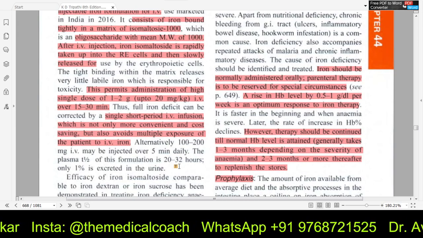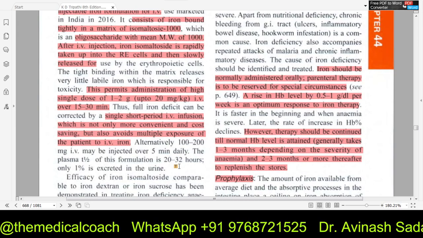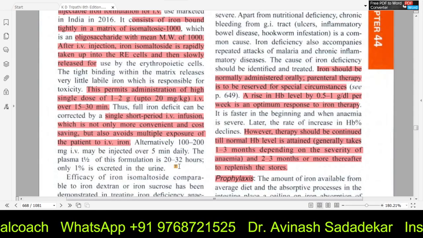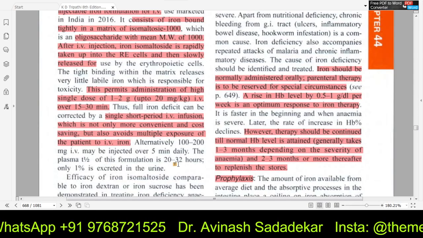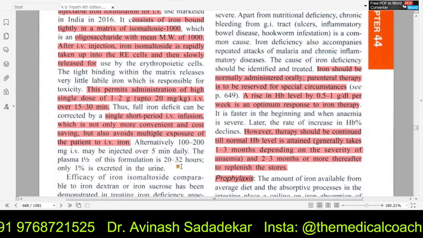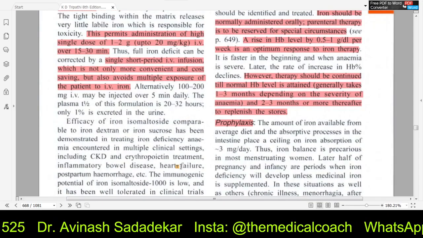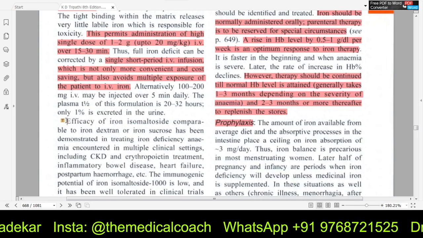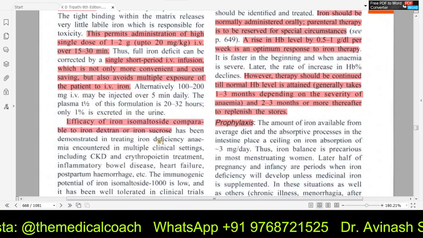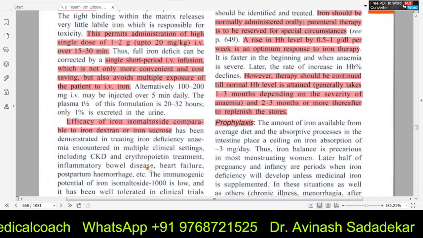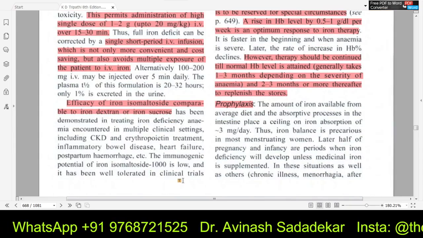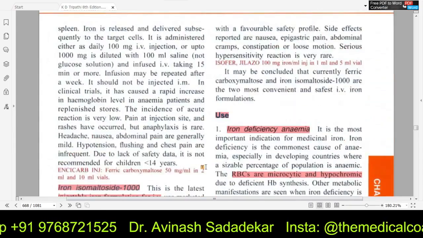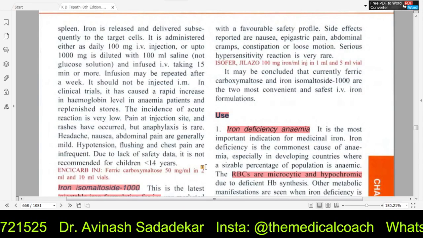If the patient does not want a continuous infusion for the full dose, then 100 to 200 mg IV every single day can be given in 5 minutes. It's efficacious. Efficacy is good. This is how much you need to remember. If you do this much, it's more than sufficient.